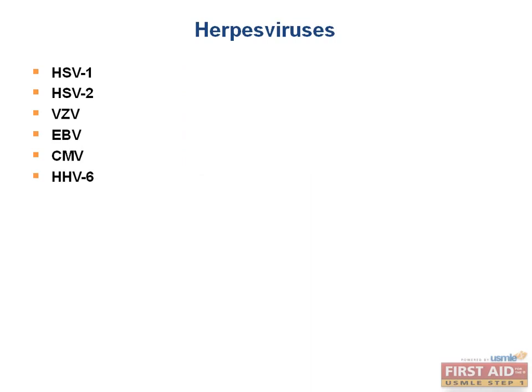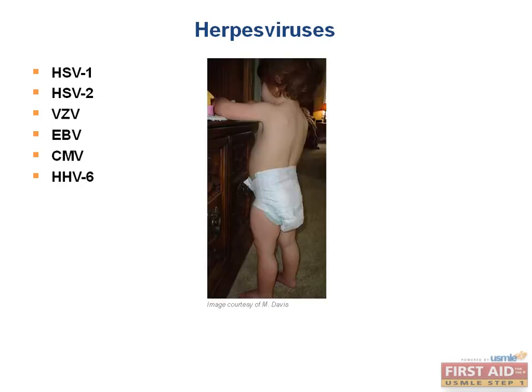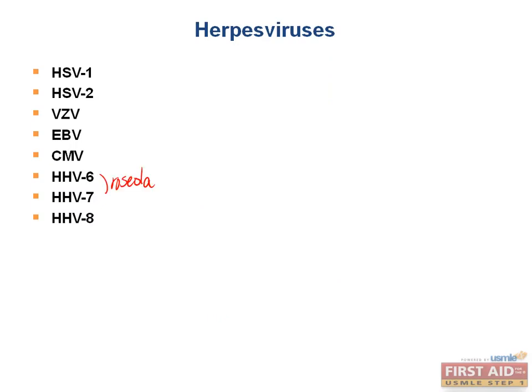HHV6 causes roseola, which is characterized by high fevers and a diffuse red macular rash, as can be seen on this child. The name of the rash is called exanthema subitum. HHV7 is a less common cause of roseola. HHV8 causes Kaposi sarcoma in HIV patients and results in angioproliferative lesions that are shown in this image.